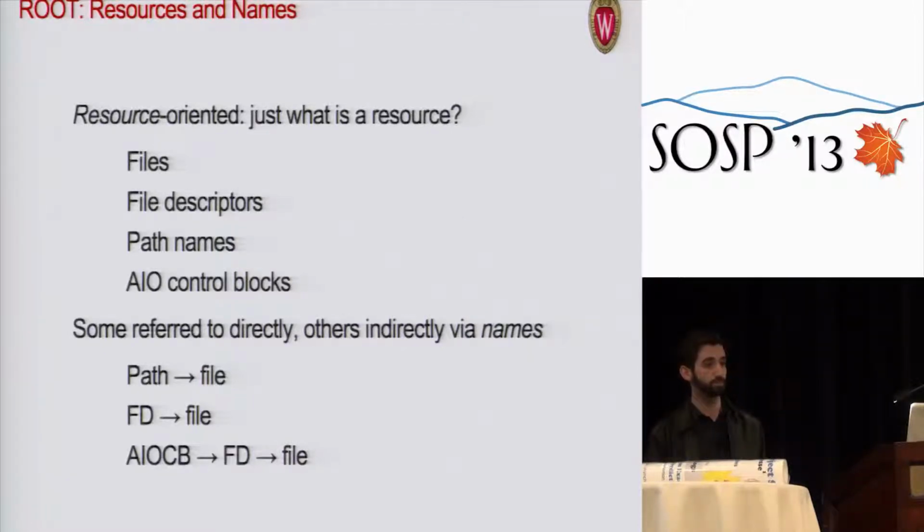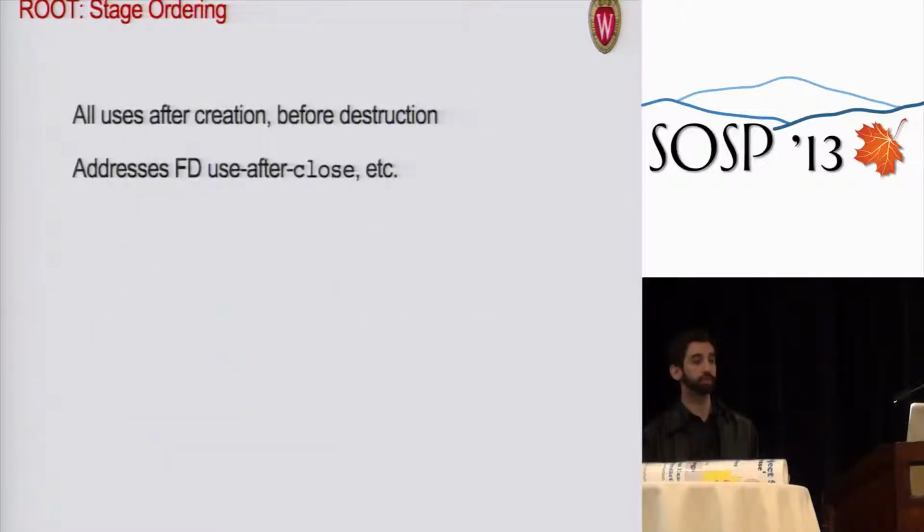So with these resources that we're looking at, we have a set of ordering rules that we apply to them. Exactly which rules are applied to which resources is detailed in the paper. So our first, simplest ordering rule is what we call stage ordering.